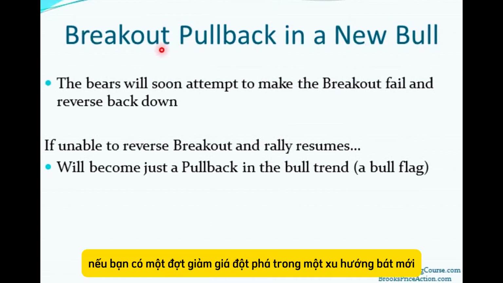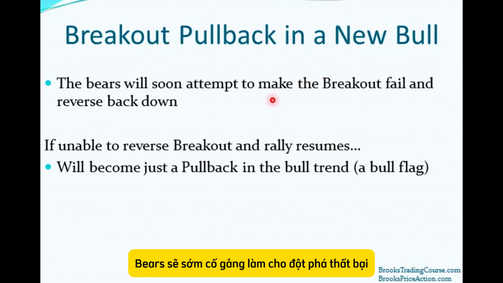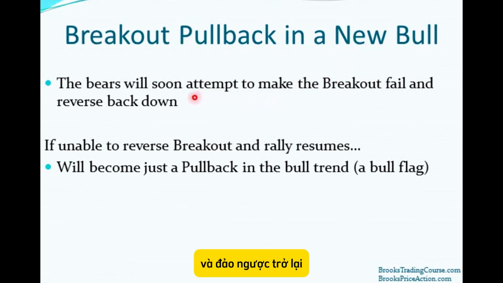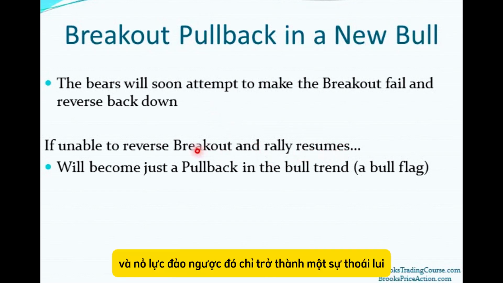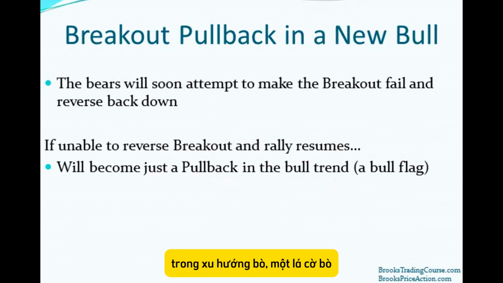So remember, if you have a breakout pullback in a new bull trend, the bears will soon attempt to make the breakout fail and reverse back down, and that's what generates the pullback. If they're unable to reverse the breakout, the rally soon resumes, and that reversal attempt becomes just a pullback in the bull trend, a bull flag.